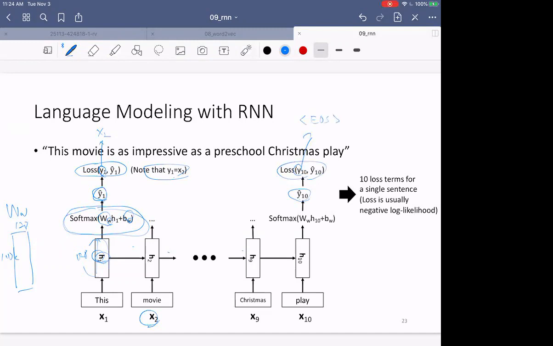Right? So you have 10 loss terms. 1, 2, 3, 4, 5, 6, 7, 8, 9, 10. You have 10 loss terms. So you just do backpropagation using the 10 loss terms.